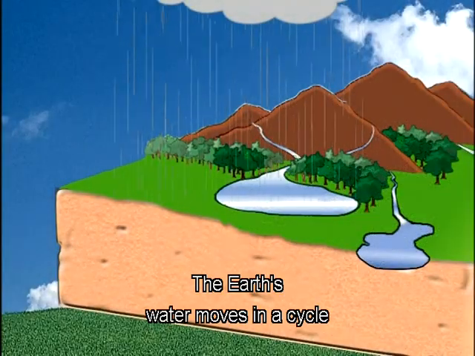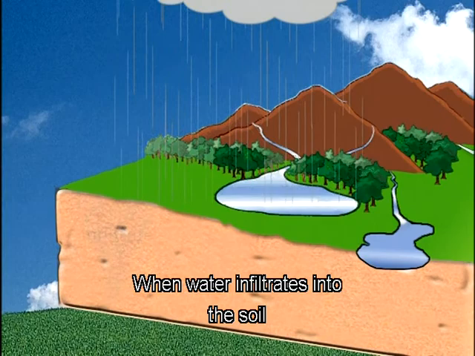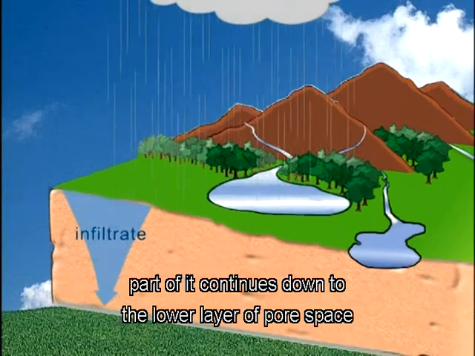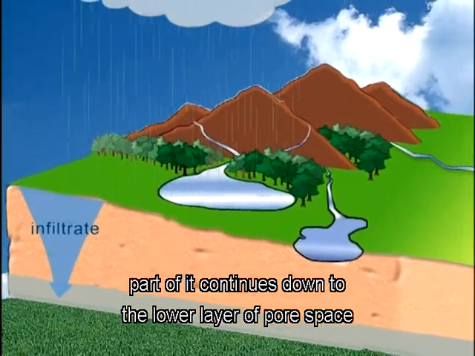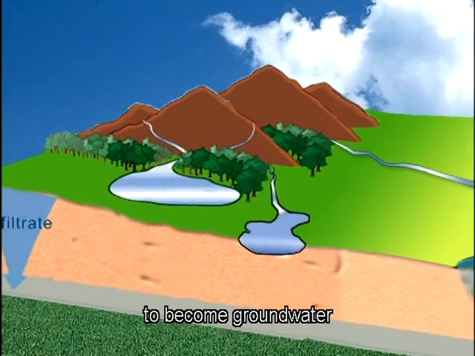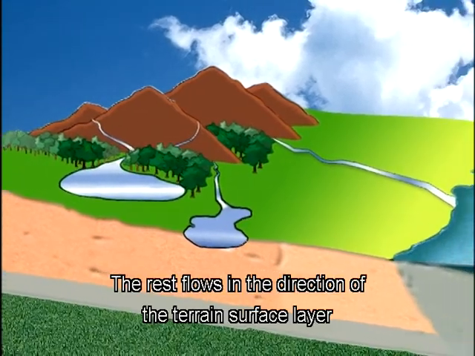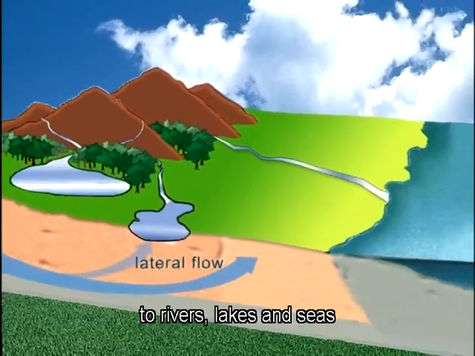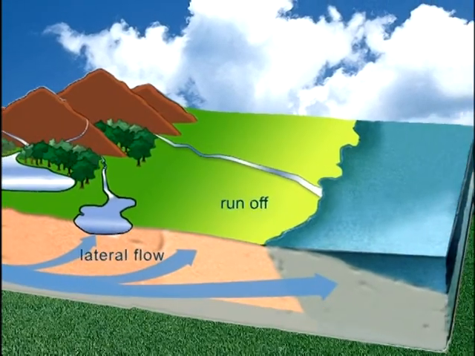The Earth's water moves in a cycle. When water infiltrates into the soil, part of it continues down to the lower layer of pore space to become groundwater. The rest flows in the direction of the terrain surface layer to rivers, lakes, and seas.